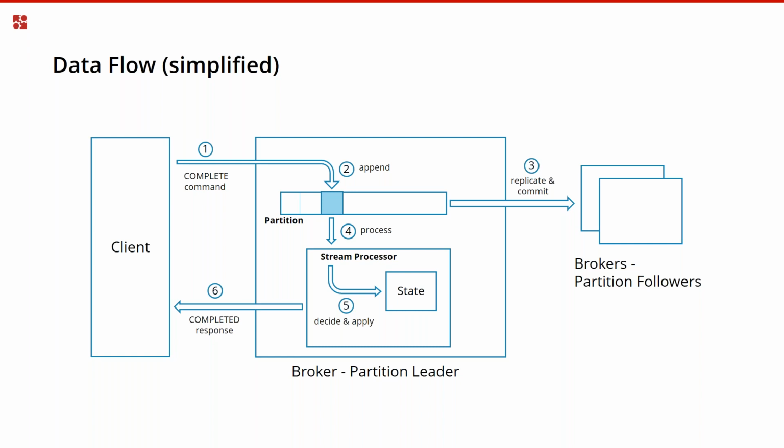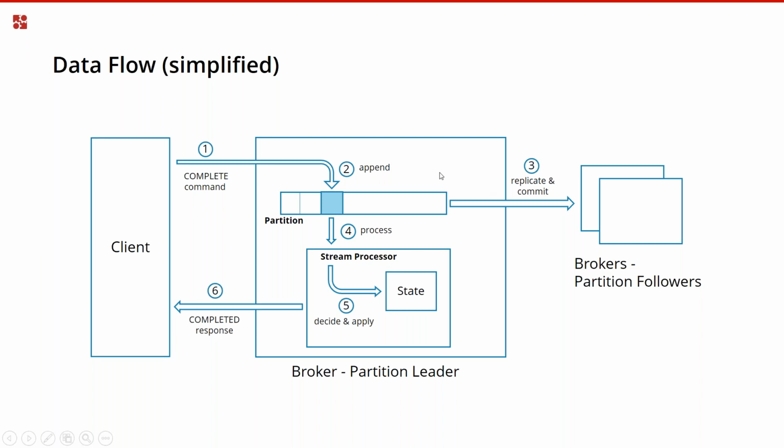What is the current state? Is it open? Is it locked? Is it completed? What is the state? This forms a state machine, and against that we can validate the command and make a decision whether this command is valid or not. If it is valid, we apply it to the state, and then we send the complete response to the client. So at this level, it's very, very simple.